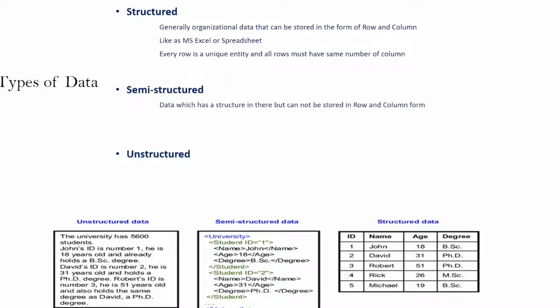Then let's move to semi-structured. So friends, semi-structured is the kind of data that has a structure, but that cannot be stored in row and column form. Now you ask, why can't it be stored, and what is the reason? In the previous example I said one quick thing, like how we can make semi-structured data into structured data by putting NA or null or not applicable in the blank fields.